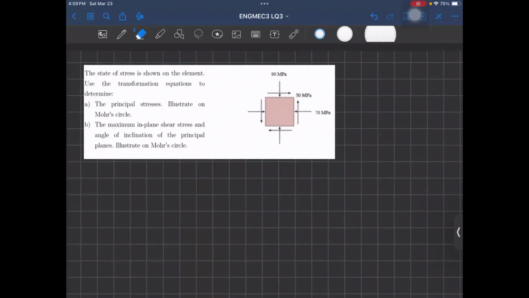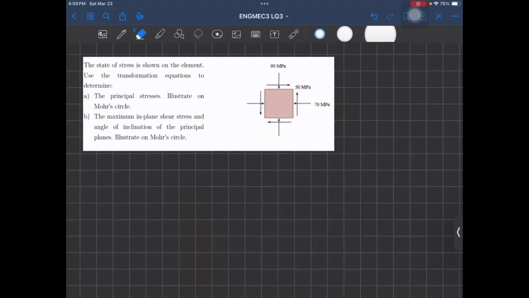So the next problem is a problem involving a state of stress applied to an element. For illustration purposes, I'll be showing two different ways to solve this problem. First is using the transformation equations, and next up is using the Mohr circle. So let's solve first using the transformation equations, but understand what the given entails.